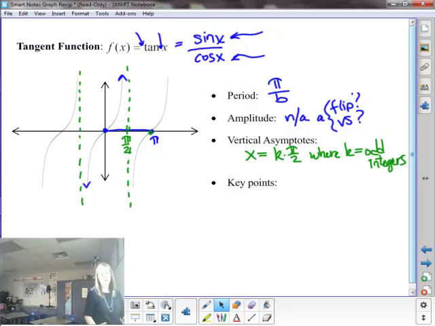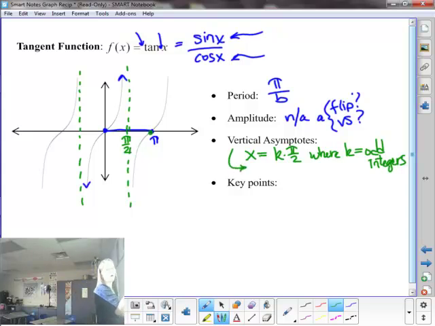Now, another thing that's going to help you with drawing tangent is that these vertical asymptotes will always occur at half the period.